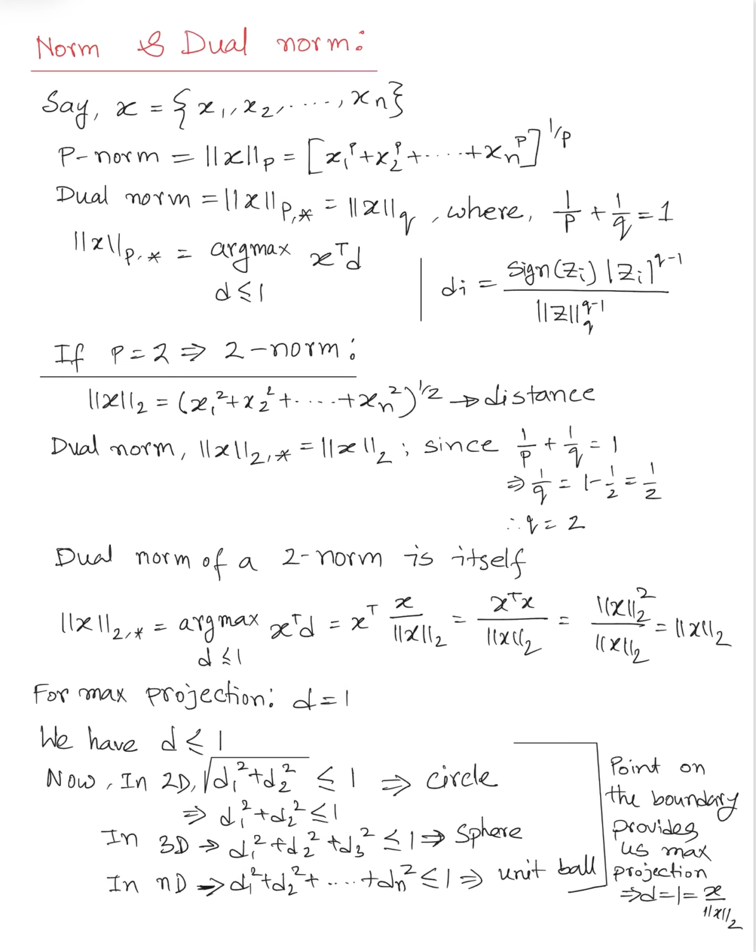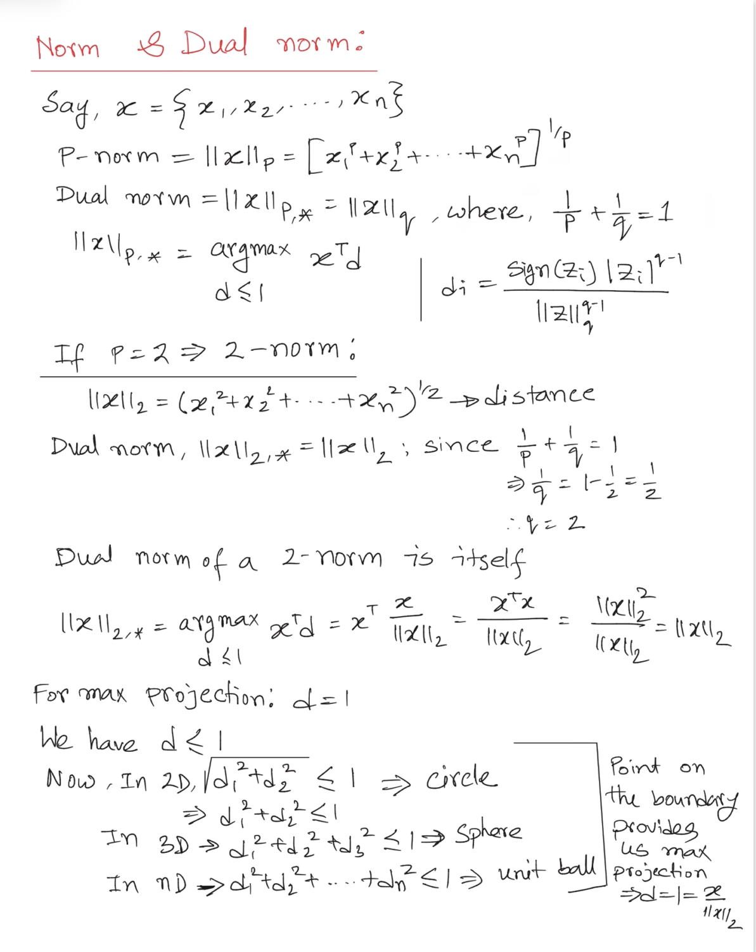So in this video, I'm going to explain what is meant by norm and what is meant by dual norm. Say we have a vector x which has n components, and the p norm for x is going to be this, which we call the LP norm, and the expression for this is that. And the dual norm for this would be this, which is the LQ norm, where 1 by p plus 1 by q is equal to 1.